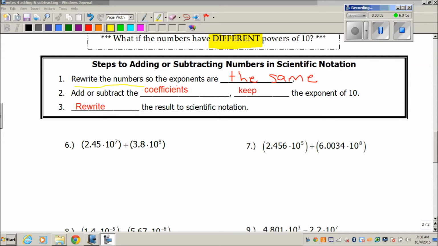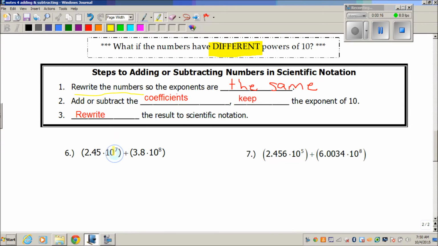Let's try doing question number 6 and adding these two numbers. So I have 2.45 times 10 to the 7th plus 3.8 times 10 to the 8th. So this question is different because our exponents here are different. Here we have 10 to the 7th, and here we have 10 to the 8th. So they're different exponents. Right now we cannot add the numbers like this. I need to rewrite one of these numbers so that they both have the same power of 10.